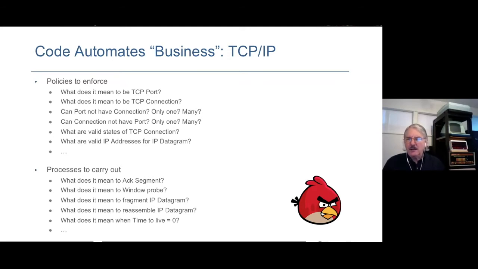The Angry Bird icon is there to remind me, just to mention that again, there's a business to Angry Birds. What does it mean to be a bird? What does it mean to be a pig? What does it mean to launch a bird into a pig? These are all the business, the policies, the processes that underlie a game like Angry Birds. And so all non-trivial software exists to enforce some set of policies, whatever they are, and carry out some set of processes, whatever they are.